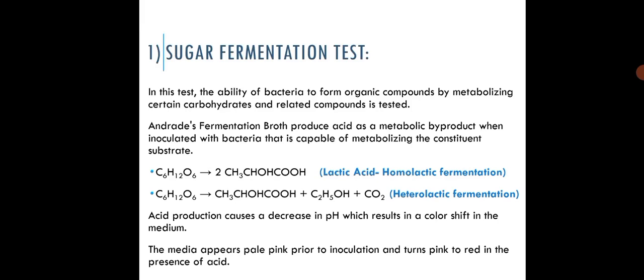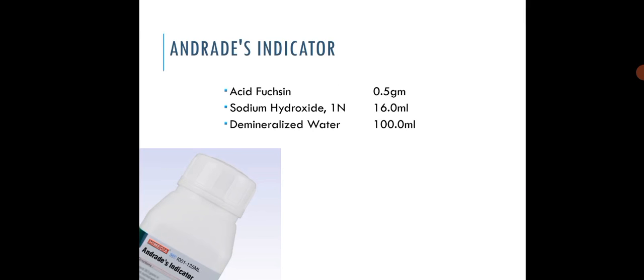Acid production causes a decrease in pH, which results in the color shift in medium. The media appears pale pink prior to inoculation and turns pink to red in presence of acid. ANDRADE'S indicator includes acid fuchsin, sodium hydroxide 1 normal, and demineralized water.